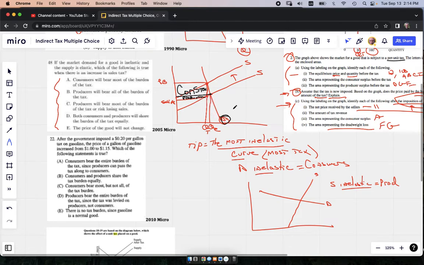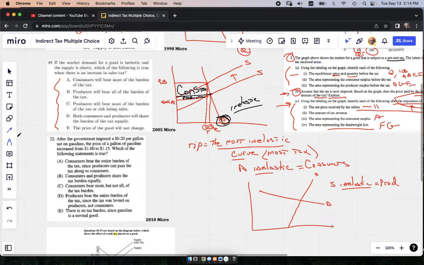So because demand is more inelastic, right? Consumers won't walk away from this good, so the producer can push all that tax onto the consumer and make them pay it. Because they won't walk away when the price goes up, the producer will just charge them more of the tax. So with inelastic demand, the more inelastic, the more consumers pay.